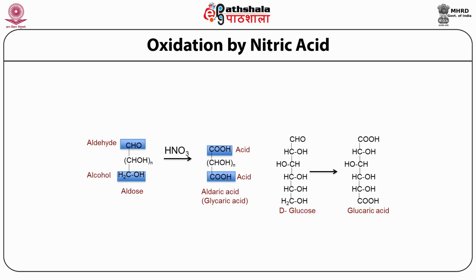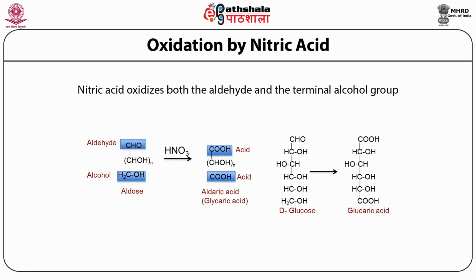So previously we have seen that under mild oxidizing conditions, either the aldehyde group will be converted to the carboxyl group, or the primary alcohol group can be converted to the carboxyl group. But if you use a strong acid like nitric acid and add it to a solution of glucose, you will see that both the aldehyde as well as the primary alcohol group are converted to carboxyl groups, and this gives rise to glucaric acid. So oxidation by nitric acid will convert glucose to glucaric acid.